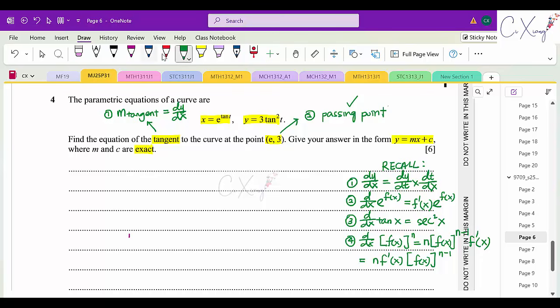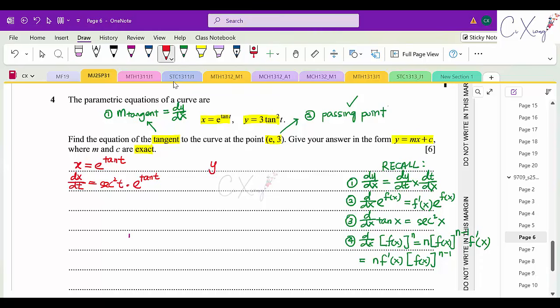Okay, so we have x equals e to the power tan t. Then dx/dt is: copy the e to the power tan t, then differentiate the tan t. Differentiate tangent, you have secant squared, right? So I'll have secant squared t times e to the power tan t.